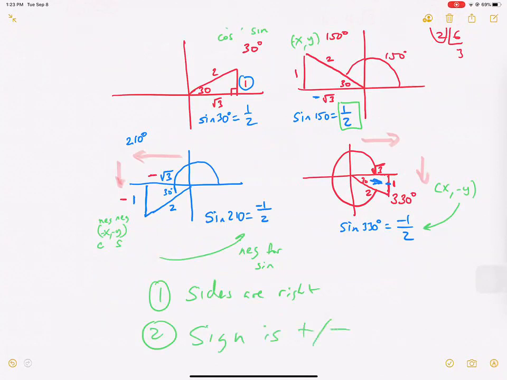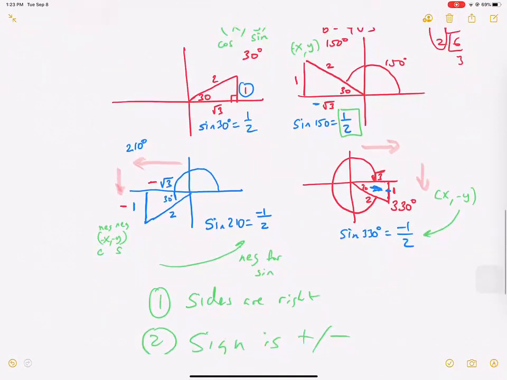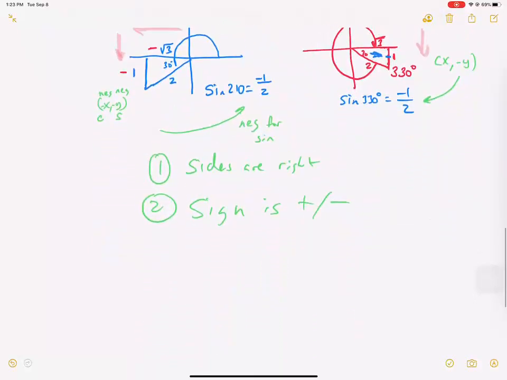Now, there's actually a super quick way to tell if something will be positive or negative. Sure, you can draw it out. You can think about it. And some people are very good at this. And some people need help. So here is a quick reference to tell us something is positive or negative. Okay? So it's going to be all students take calculus.